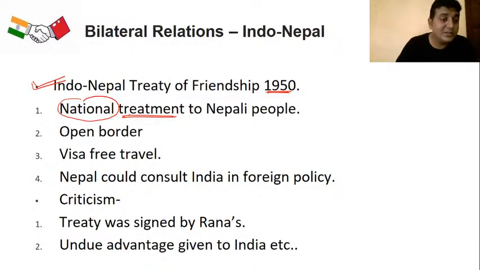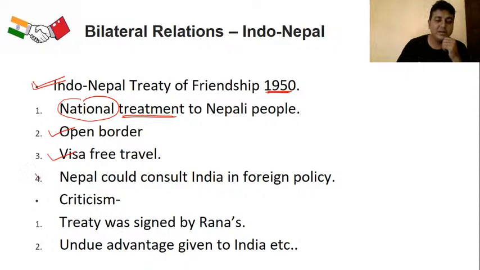So if we consider them like citizens, that means they can travel anywhere in India. The borders are open. Indo-Nepal borders are open. Nepalis and Indians can come and go anywhere, anytime. And when they want to come, they do not require a visa. Yes, visa-free travel in India.